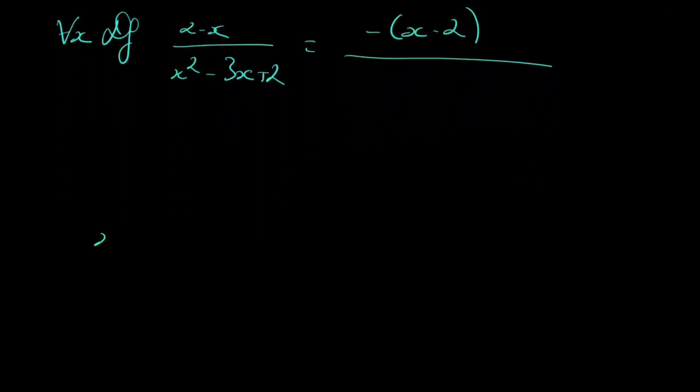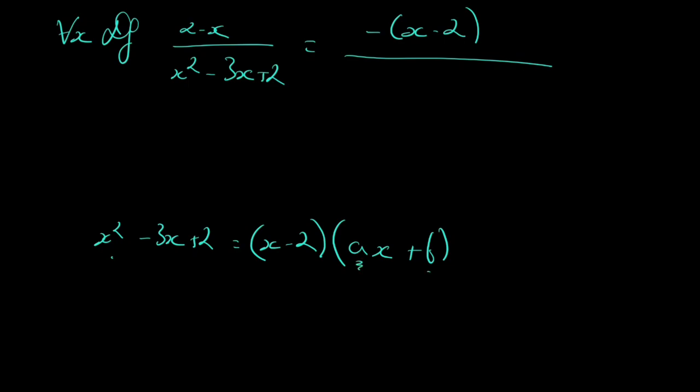At the bottom, x squared minus 3x plus 2 is equal to x minus 2 times what? Times some first degree polynomial ax plus b, and we want to determine a and b. How do we do that? We see that in front of the x squared, we have a 1. And how can we create the x squared? Just by multiplying ax times x. This is the only way to do it. And so we know that a is equal to 1.